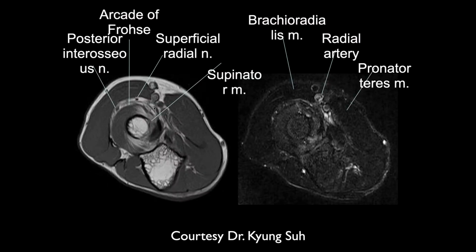Okay, and then here we go. Here's the superficial radial nerve. Here's the posterior interosseous nerve right back in through here. Here we can see the edema within the supinator muscle in that location, and then you can see some of the other anatomy there.